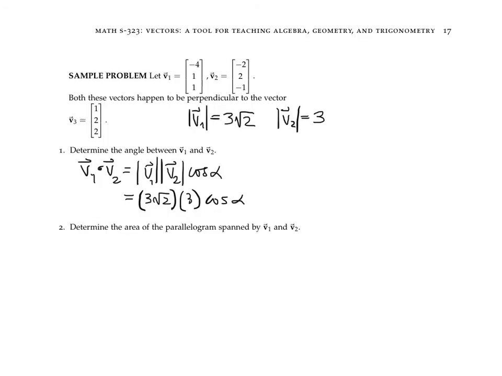And on the left-hand side, I'm going to exploit the other definition of the dot product, which is the sum of the products of the various components. So we have negative 4 times negative 2, plus 1 times 2, plus 1 times negative 1, which happens to be 9. When we solve for cosine alpha, we actually get 1 over the square root of 2, or root 2 over 2, I should say. And so what angle measure has cosine of root 2 over 2? That's going to be pi over 4.